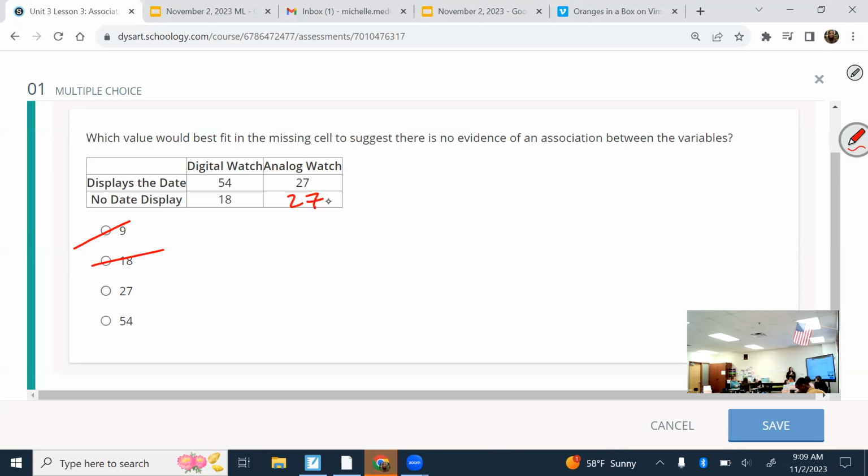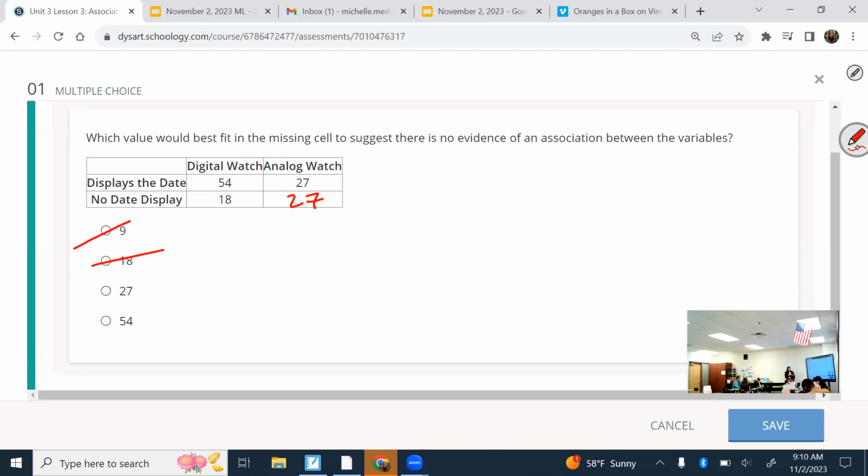maybe I think it's this one, but we'll see. There's probably one in these two. Because this one decreases from left to right, and this one is increasing from left to right. But I do think that's showing some sort of association, saying that like digital watches mostly have the date, and so the analog watches mostly don't. So, or I guess even amount of both.